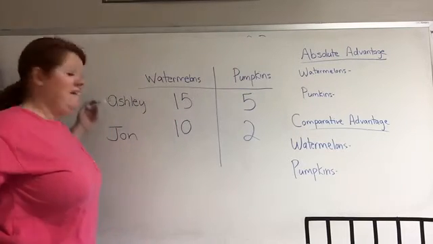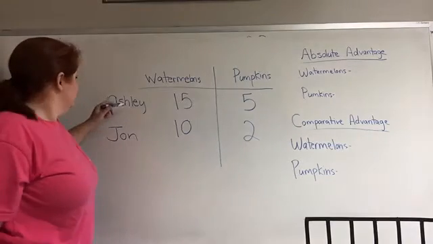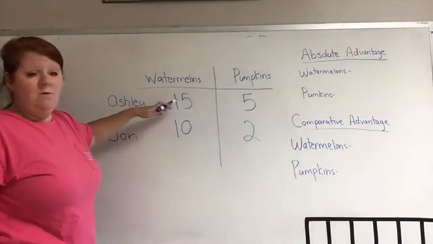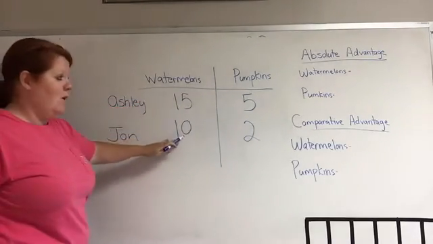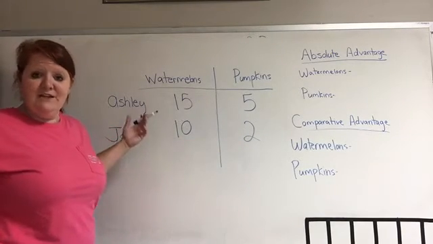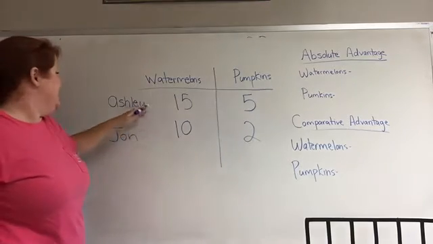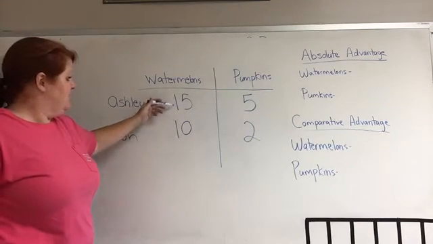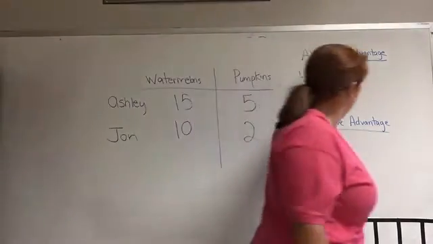So if you look right here, we've got Ashley and we've got John. Shout out to some of my friends. Ashley produces 15 watermelons or 5 pumpkins. John can produce 10 watermelons or 2 pumpkins. So, absolute advantage: who produces the most of a certain product? Ashley produces 15 watermelons to John's 10 watermelons. So Ashley has absolute advantage.